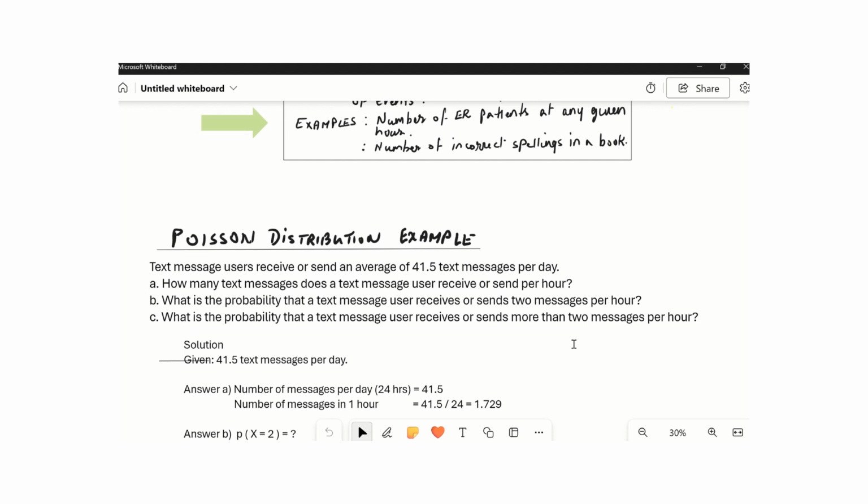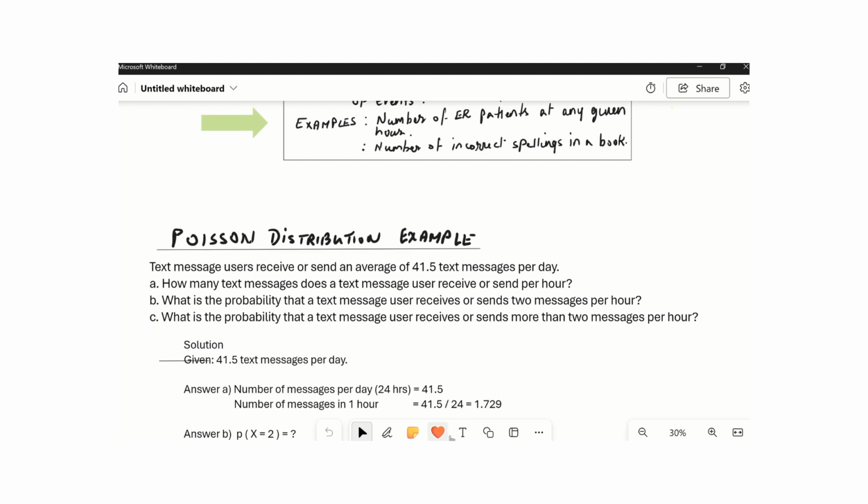The second part of the question asks, what is the probability that a text message user receives or sends 2 messages per hour? So this is a Poisson probability problem. We need to find the probability that you will get or send 2 messages in a given hour, so in a given time frame.